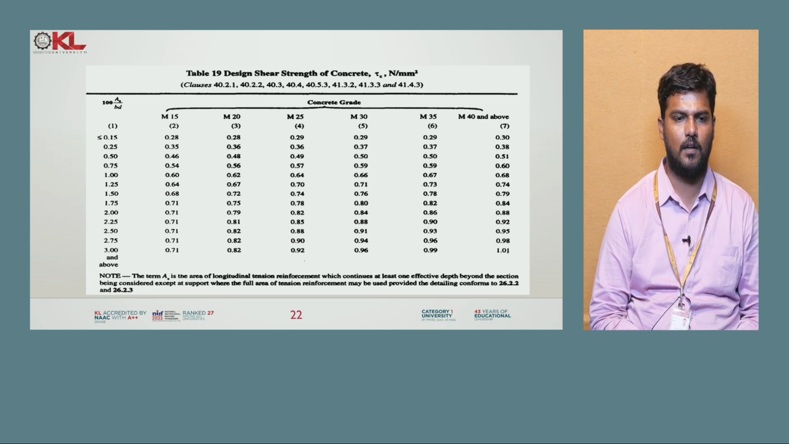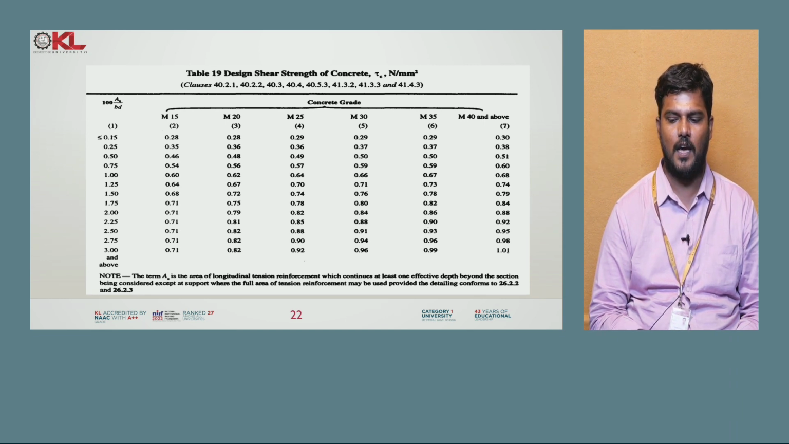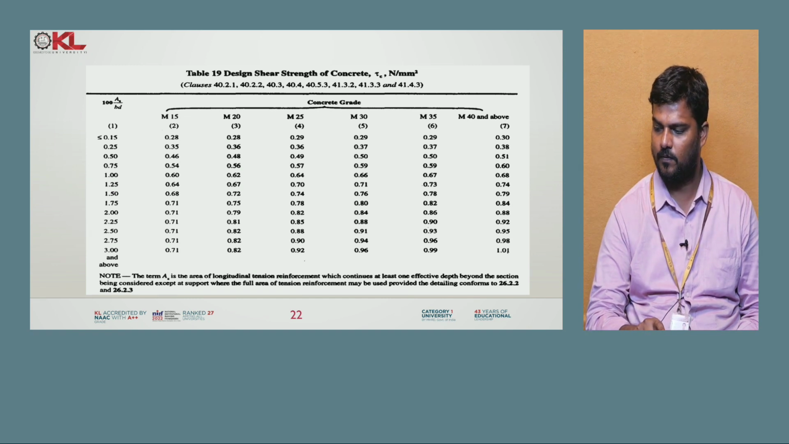So here the main thing we have to keep in mind is the term AST is the area of longitudinal tensile reinforcement which continues at least one effective depth beyond the section being considered, except at support, where the full area of tension reinforcement may be used provided the detailing conforms to table number 26.2.2 and 26.2.3. So this is about the design shear strength of concrete tau C as per IS 456.